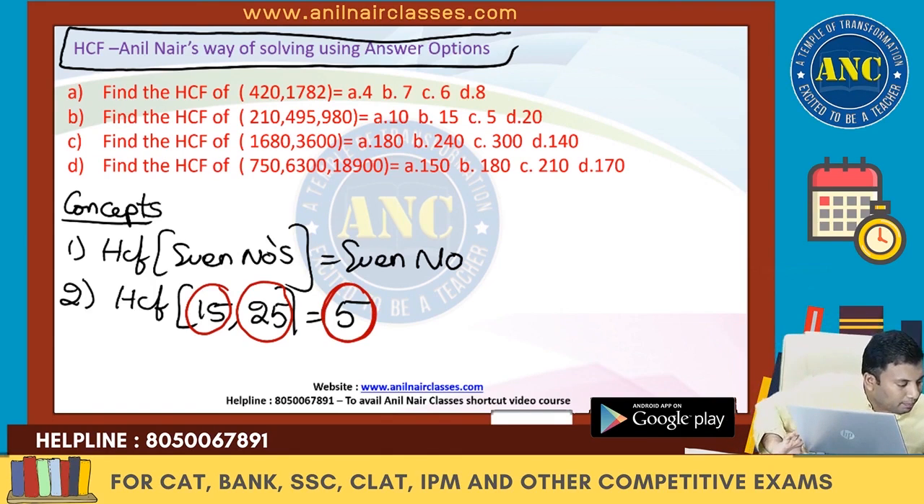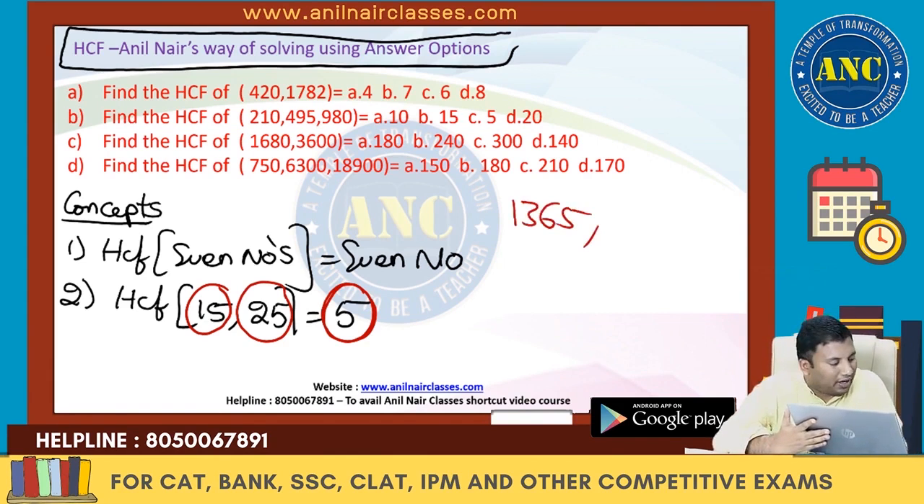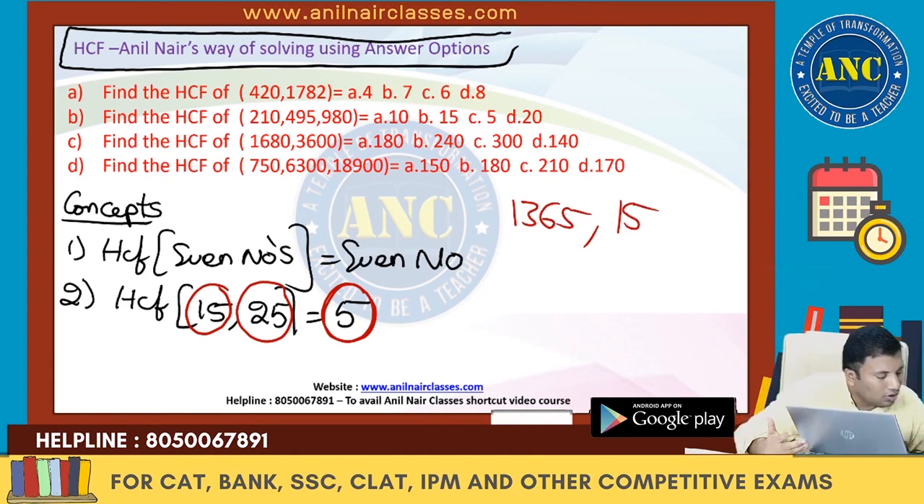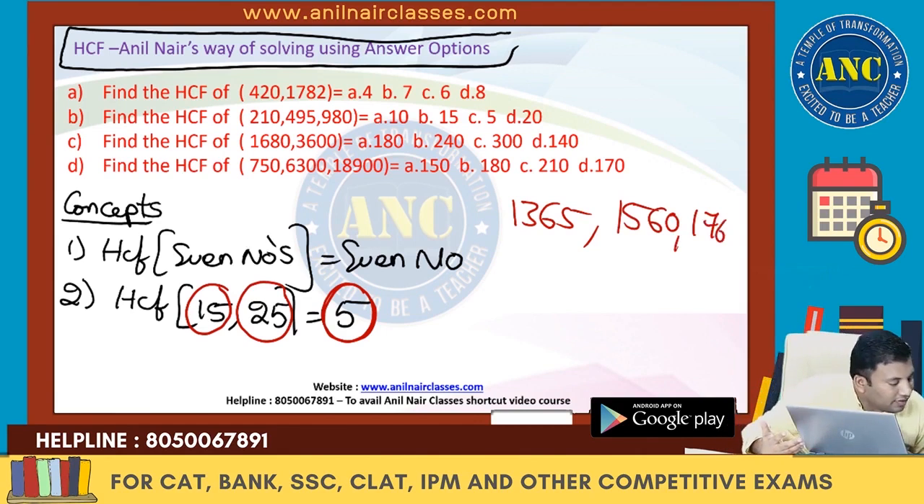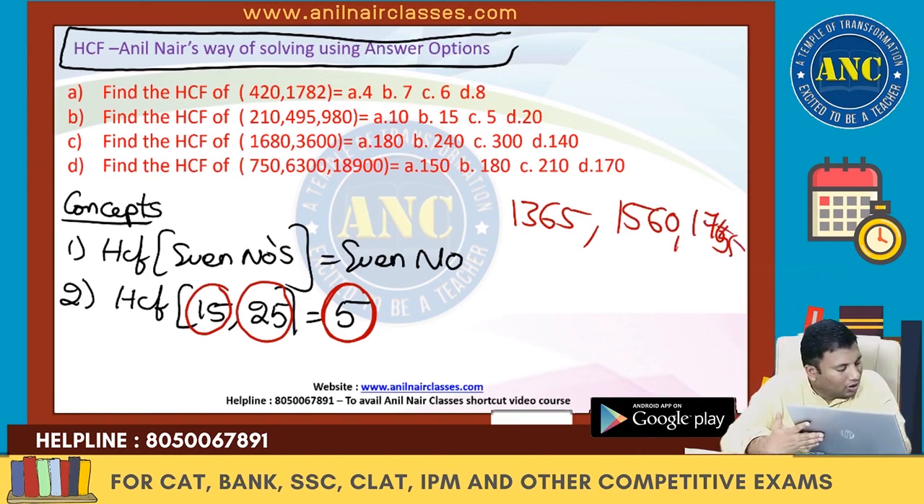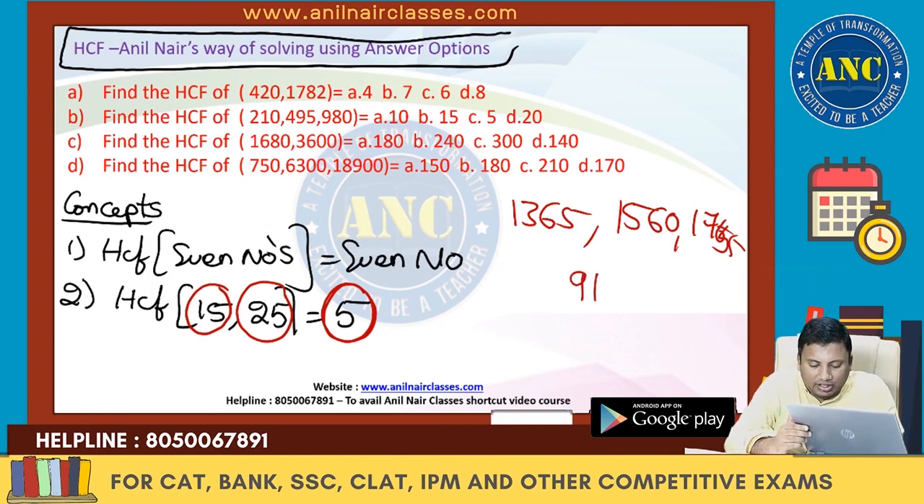Now, I think for the previous question, one student asked a doubt. Any relevant doubts we have to take. 1365, 1560, 1755. There is a doubt from Srikanth. Srikanth says, sir, why did you not consider 91 and 273?